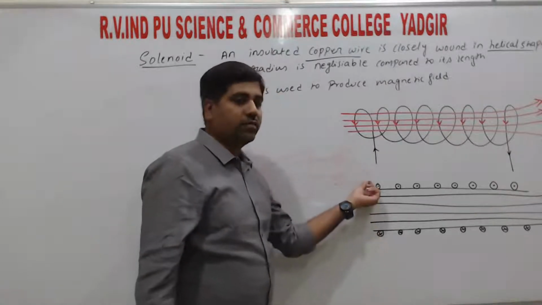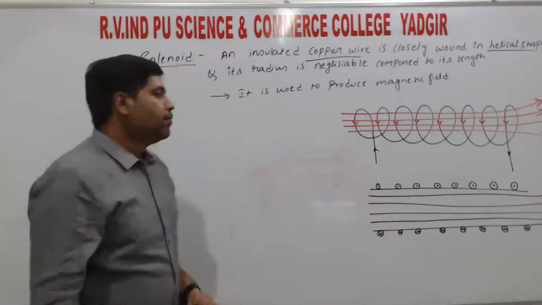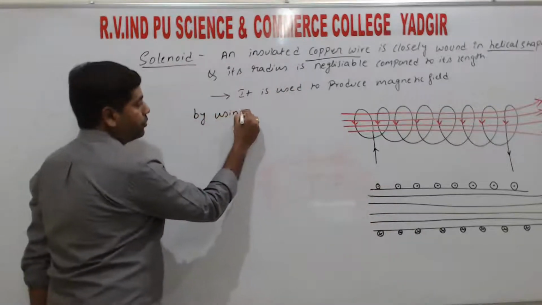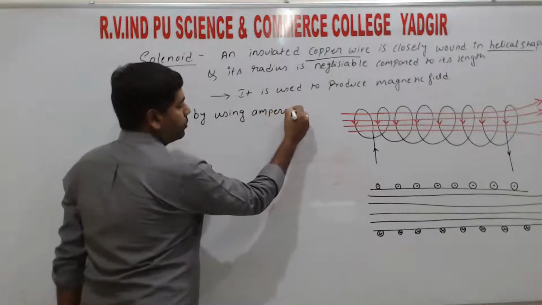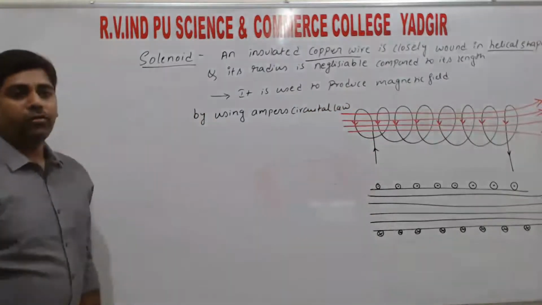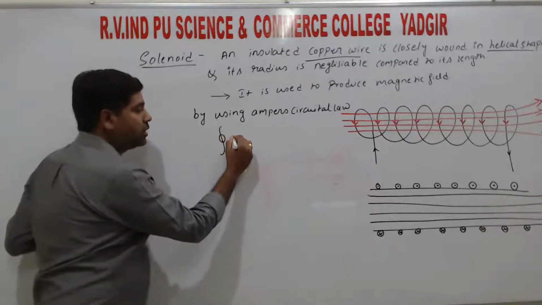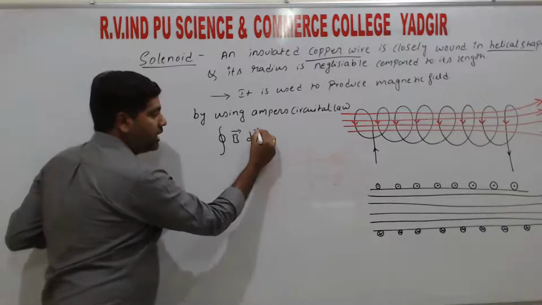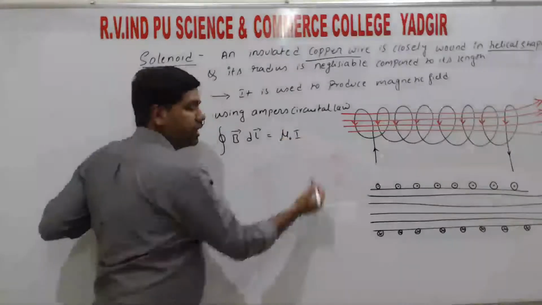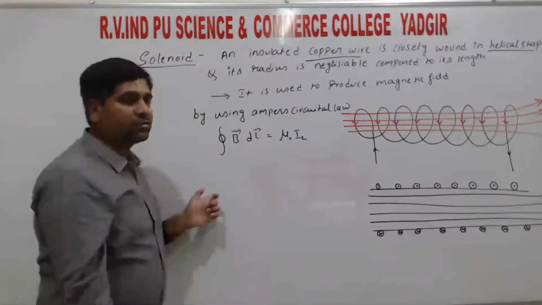So this is the current direction which is coming outside the board, and the cross symbol indicates it is going inside the board, right? So now by using Ampere circuit law, we are going to find the magnetic field B. Ampere circuit law is the line integral of the magnetic field over the length dl, which equals mu naught times the total current, that is the current enclosed in the surface.